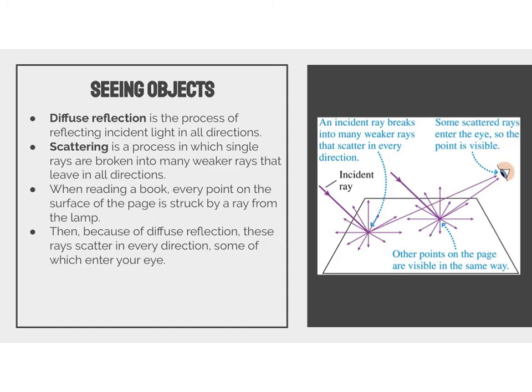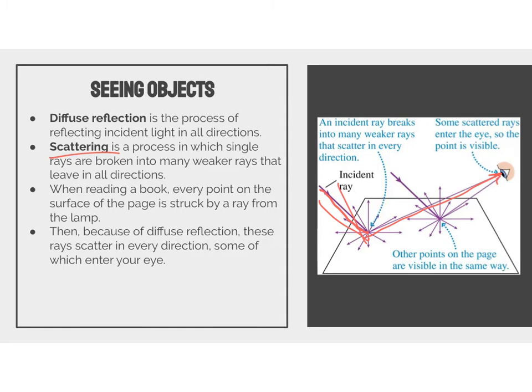So when we see objects, what's happening is that there's a ray coming down, hitting that object. There's really an infinite amount of rays coming down, and some of those rays bounce off and just happen to hit you in the eye. So when you see something, you're seeing a ray of light that bounces off an object and hits you in the eye. Now, what can happen is a concept known as scattering, where a single ray hits an object and bounces off in many different directions as weaker rays, leaving in all directions, and that's when something hits you in the eye.